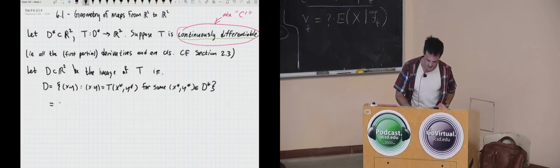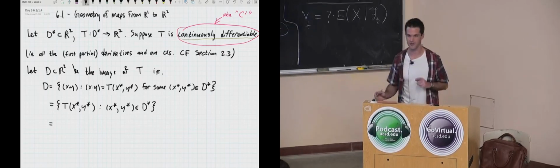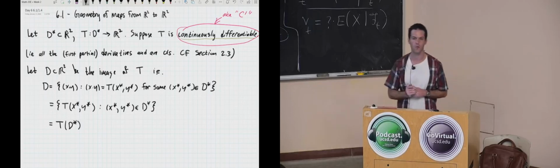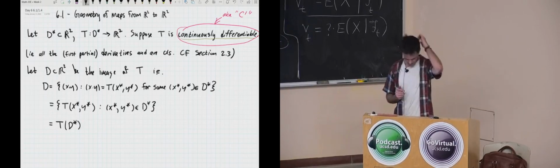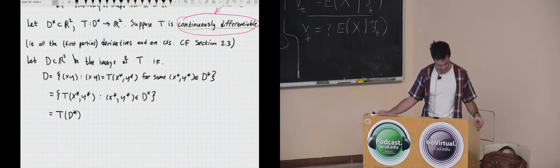You could also write D as simply the set of T of x star, y star, for x star, y star in D star. Or, here's a pretty nice shorthand notation for this. It's simply T of all the points that are in D star. I like that. That's a nice short way to write it. So that's the image of T.